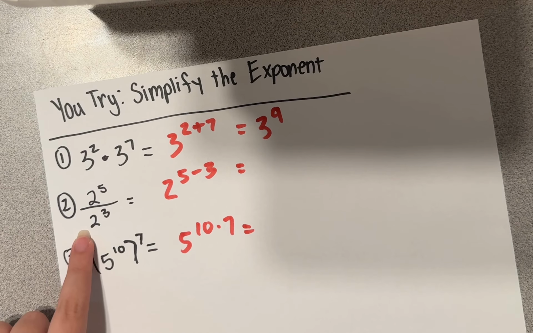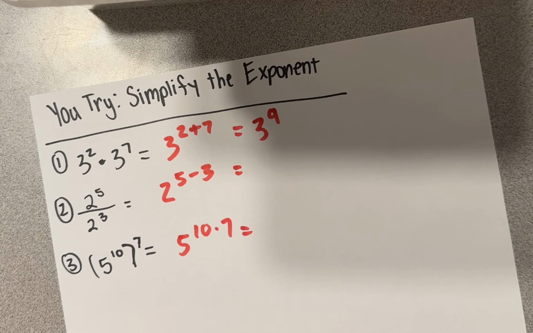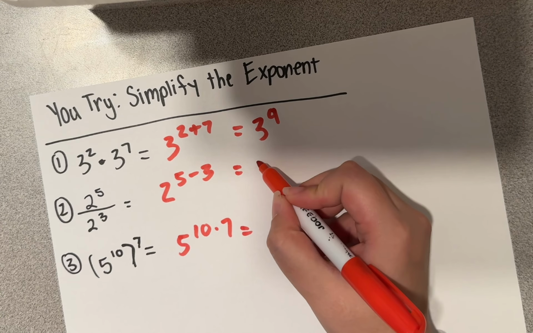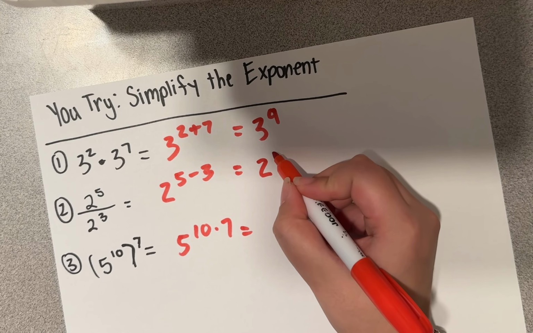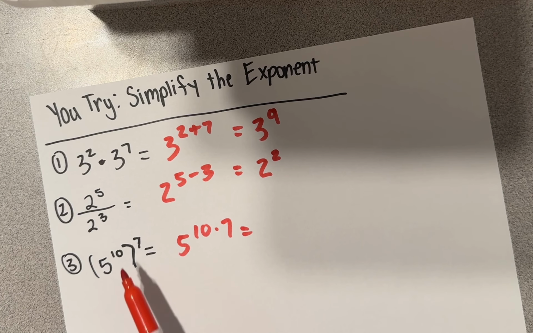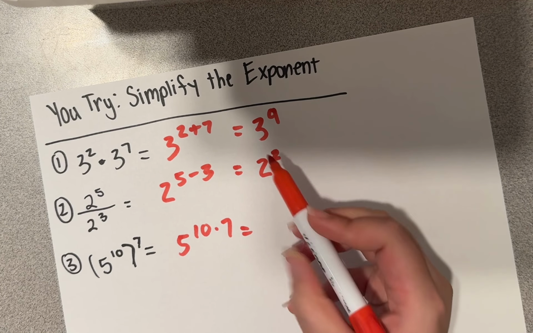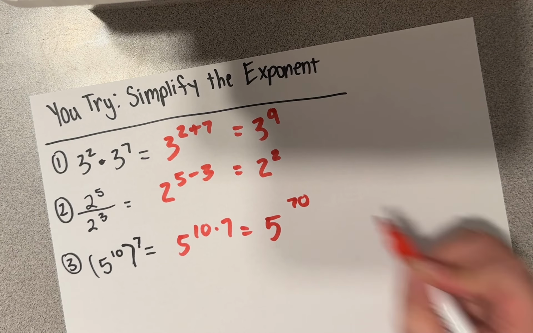Now on number 2, when we are dividing exponents, we're really subtracting. So right here, same base, still the same base 2, and 5 minus 3, that's 2. And our answer is 2 to the power of 2. Now for this one, base 5, since there's the parentheses and we have different exponents, we're just going to multiply them. So same base 5, 10 times 7, 70, and that is our answer.